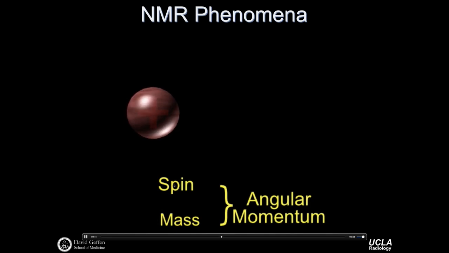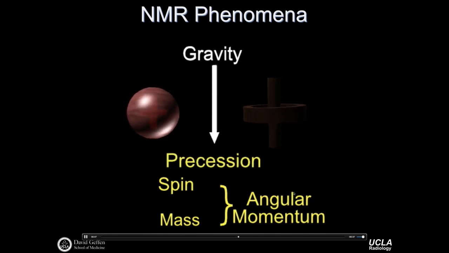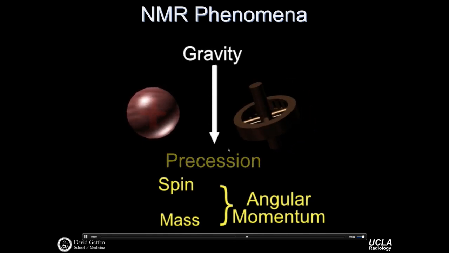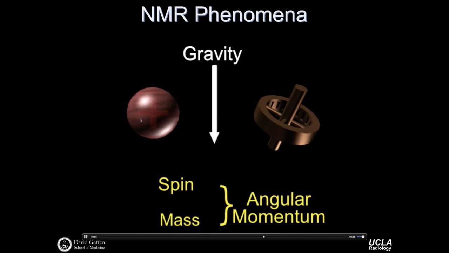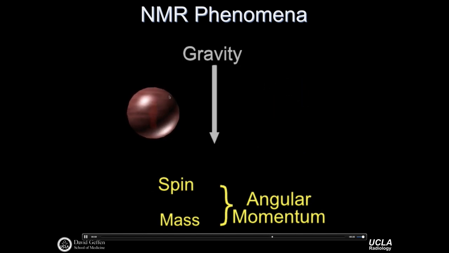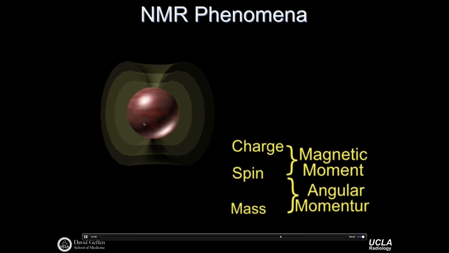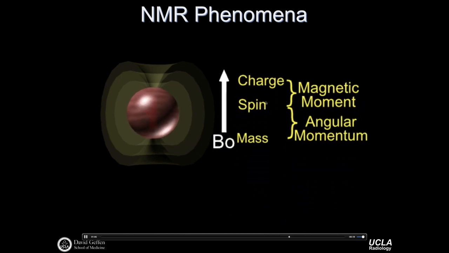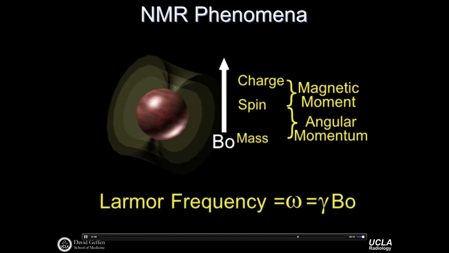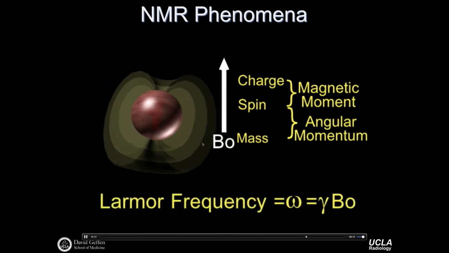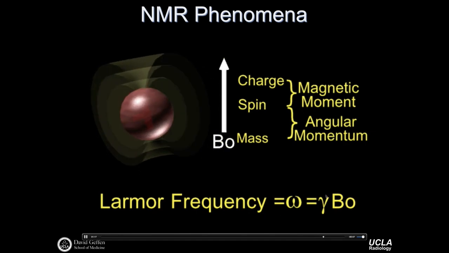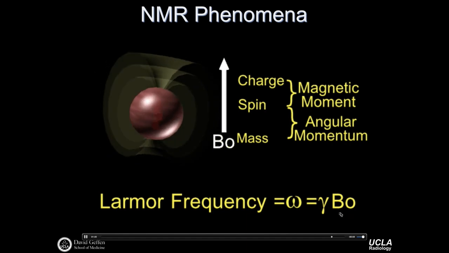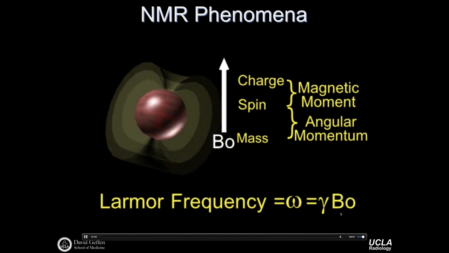In addition to charge and spin, we have spin and mass. And spin and mass, just as in a spinning top, produce so-called angular momentum. Now, a top will both spin and precess in the presence of a gravitational field. The hydrogen nucleus will spin natively, and it will precess in the presence of a B0 field. So the fundamental consequence of having charge, spin, and mass is that the hydrogen nucleus precesses at a particular frequency that we call the Larmor frequency. And the Larmor frequency itself is governed by the gyromagnetic ratio that we saw in the previous chart and the externally applied magnetic field, in this case designated as B0.